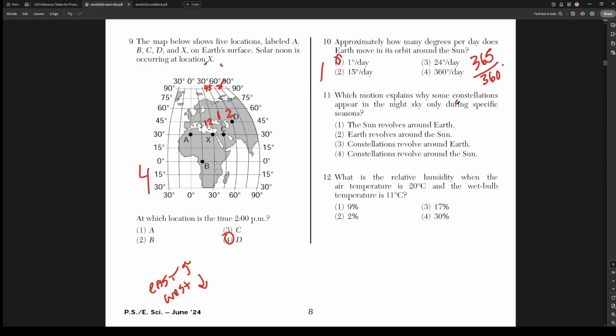All right, constellations. Anything to do with constellations is the Earth's revolution. We see different constellations throughout each season. That's because we revolve around the sun. The Earth revolves around the sun, too.